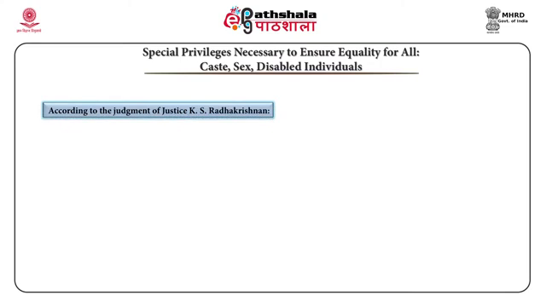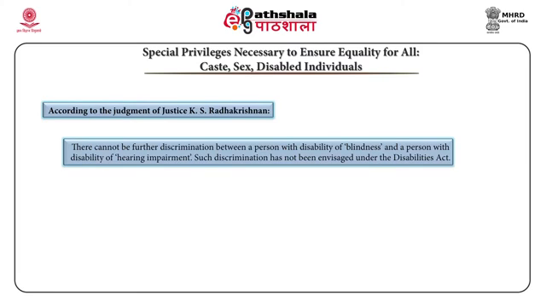According to the judgment of Justice K.S. Radhakrishnan, and I quote, "There cannot be further discrimination between a person with disability of blindness and a person with disability of hearing impairment. Such discrimination has not been envisaged under the Disabilities Act." In other words, what we find is that the Supreme Court held that the practice of the ministry, advised by the Ministry of Finance and implemented in the 6th Pay Commission, violated Article 14 of the Constitution of India.